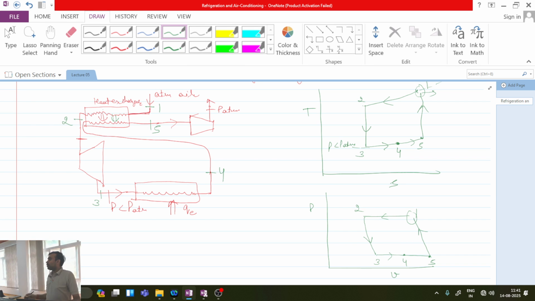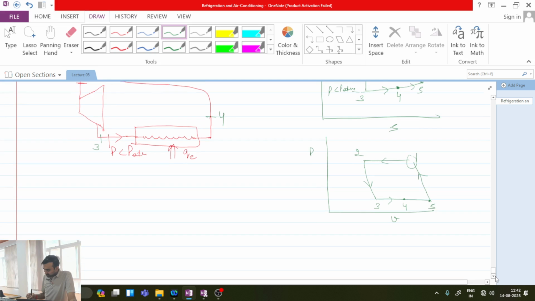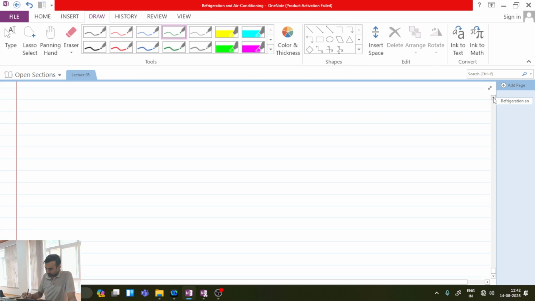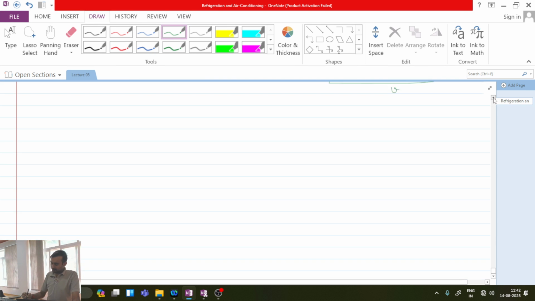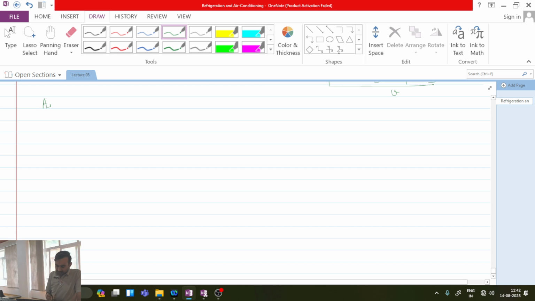This type of cycle is called a sub-atmospheric cycle. Sub-atmospheric cycles are majorly employed for gas liquefaction, etc. Probably that is not part of our syllabus, so we will not discuss it in detail. Now, next we will be studying aircraft refrigeration or air conditioning systems. Aircraft air conditioning system.